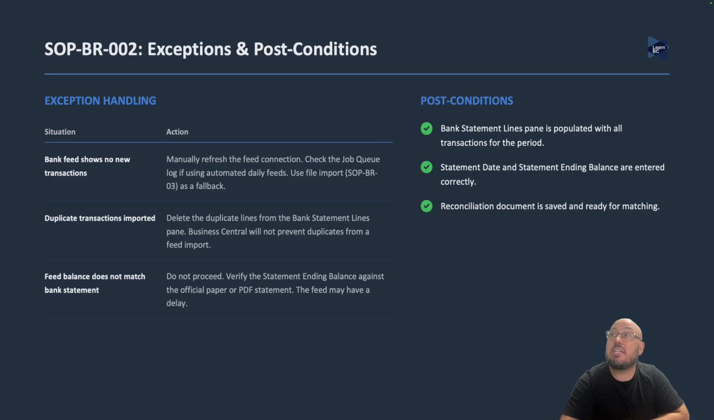So the exception handling: the bank feed shows no new transactions. This happens every now and again with different providers. If Business Central freezes, e.g. it went down for maintenance or was being upgraded, and its upgrade window fell during when that job queue was supposed to run, the job pauses and then waits for somebody to restart it. What happens is you get a whole heap of empty bank statements. So you've got to go back, restart that queue and rerun it and bring that data in.